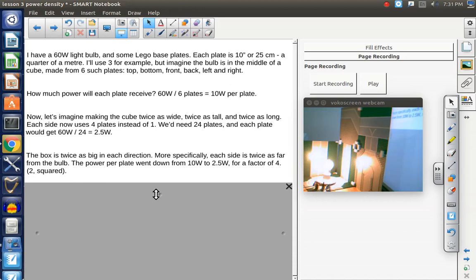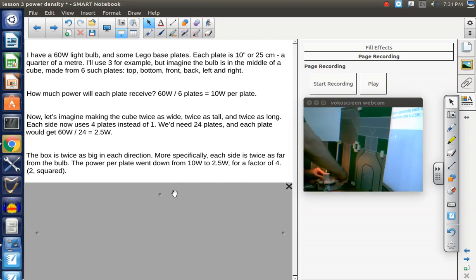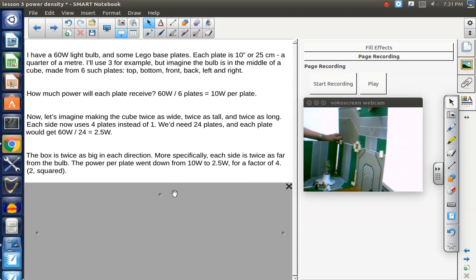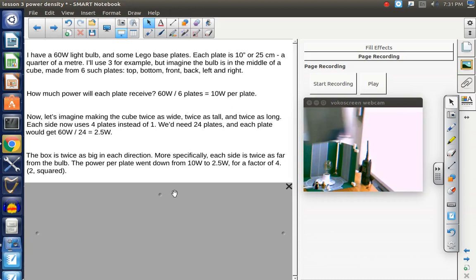So my box is twice as big in each direction. The lamp is twice as far from each plate. And my power has gone down by a factor of 4. So distance went up by 2. Power went down by 4. Let's turn this off. Get my Lego out of the way so I can see my smart board again.